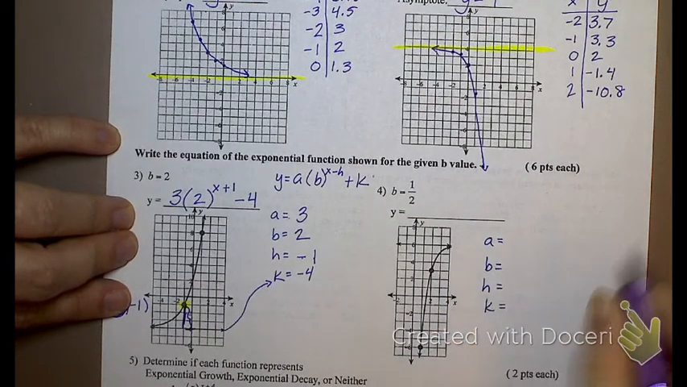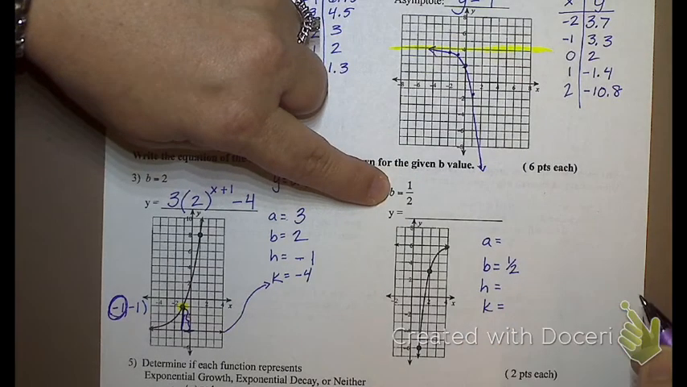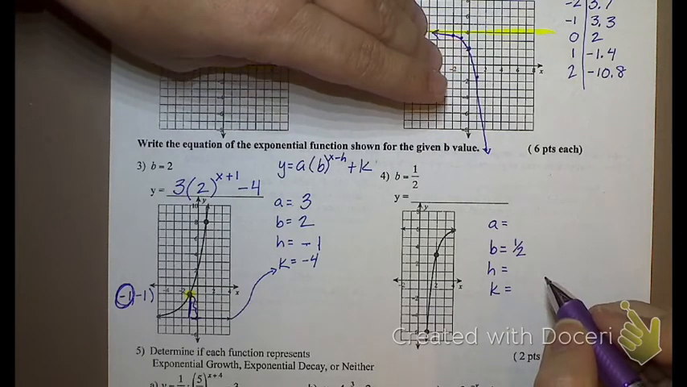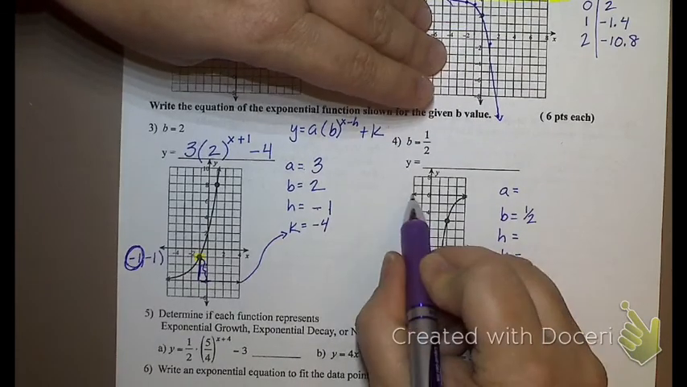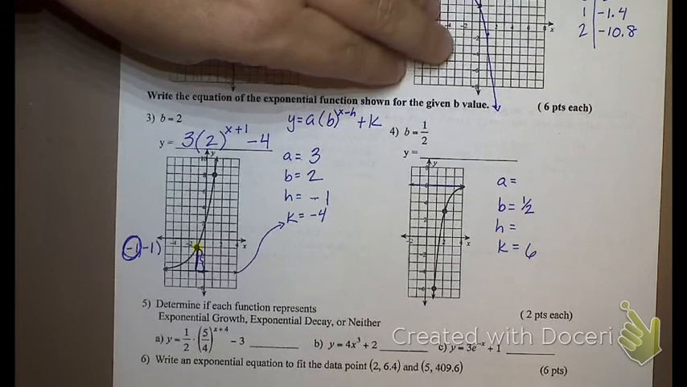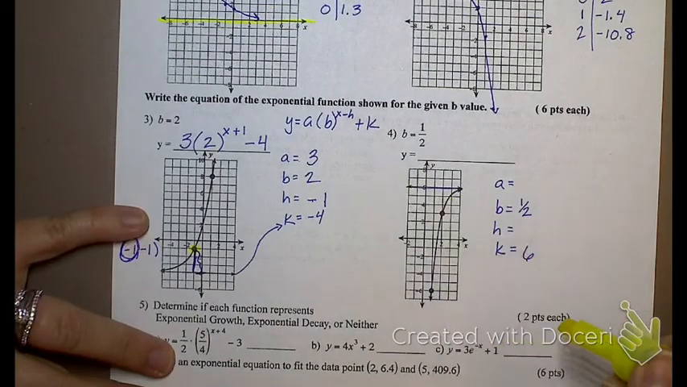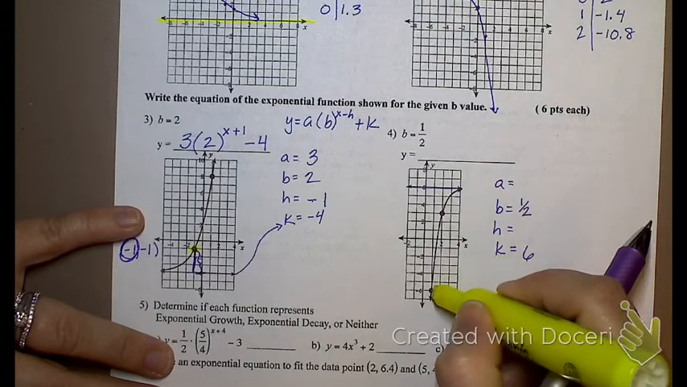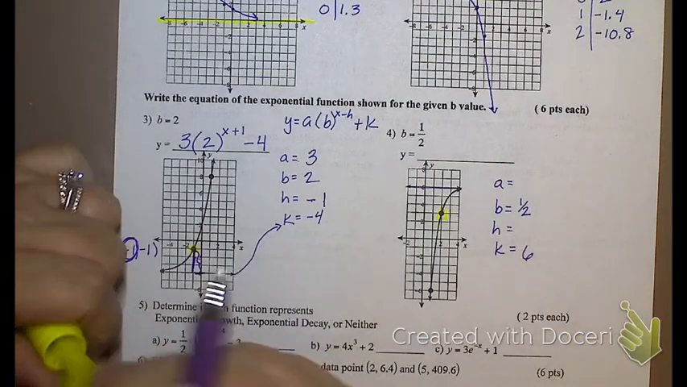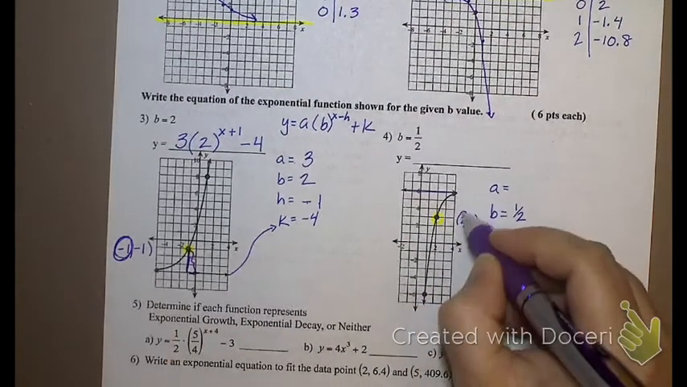All right, next one. Easiest one to find is b because it's given, 1/2. What's the next easiest one? K because it's my asymptote. My asymptote is at 6. So k is 6. Now I need to identify my center. So I'm going to pick which point is closer to the asymptote, the bottom one or the top one? Top one. Coordinates of that point are what? 2, 3.